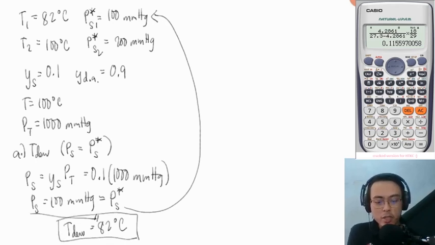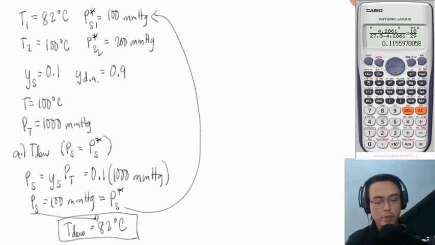Okay? It just so happened that we are already given the temperature and the vapor pressure. But in other cases, if there's no given like this, you have to use the Antoine equation or you have to use the Clausius-Clapeyron equation.